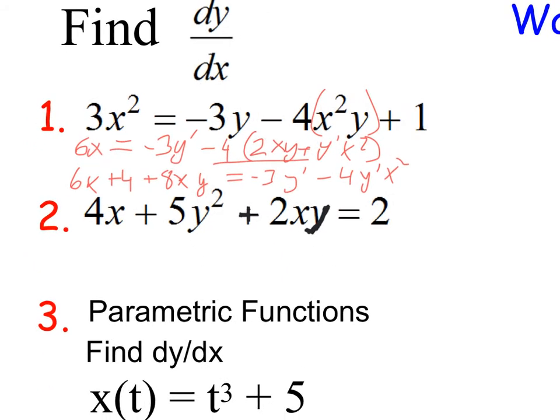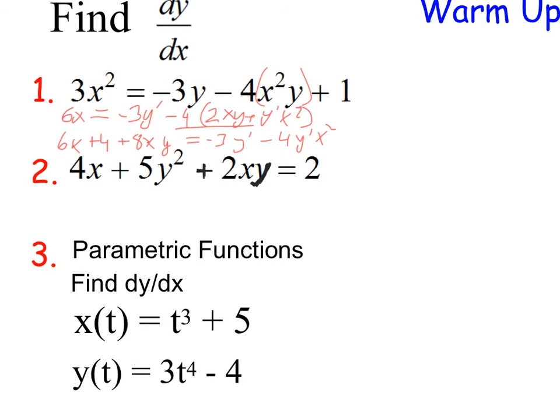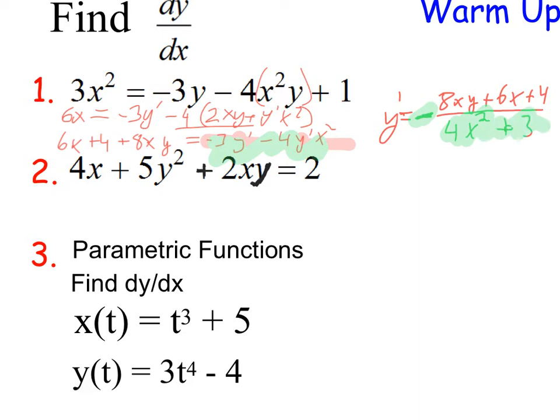The final answer is going to be, once I factor out the y primes, I will just divide by whatever the entirety is. So let's do that. I took all that and factored out a negative, and I divided both sides by -1 first to get the negative right here that you can see, and 4x squared plus 3. So that would be the derivative.